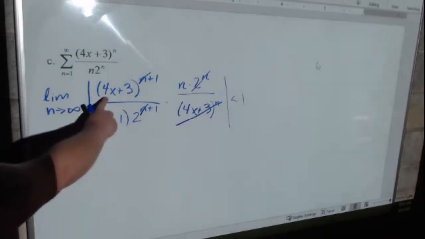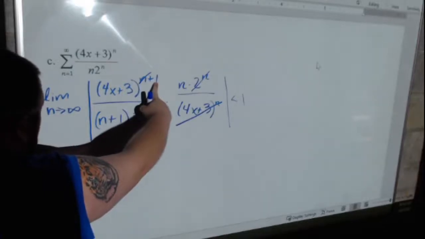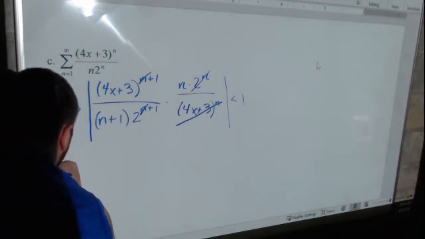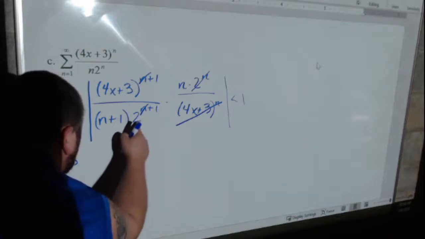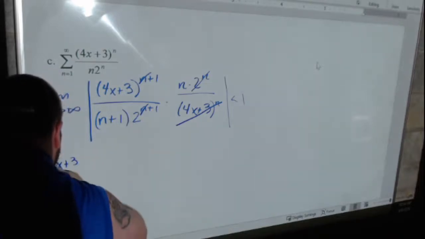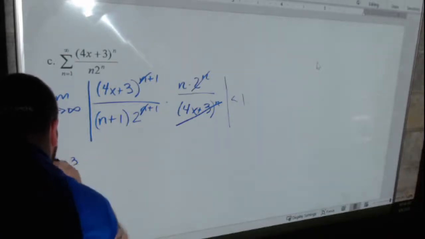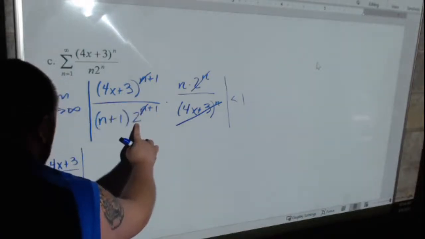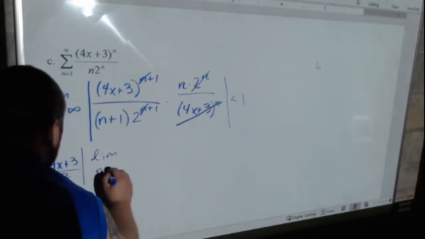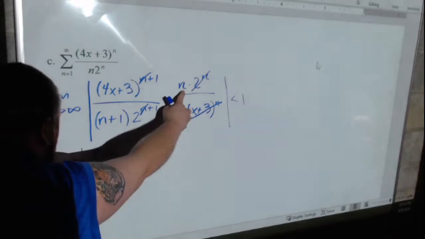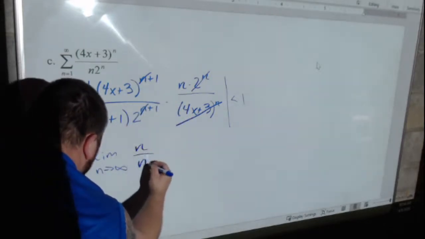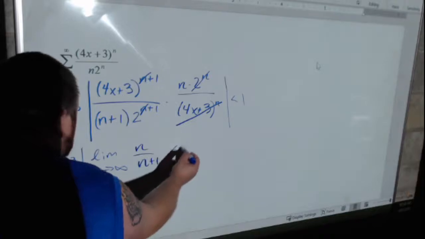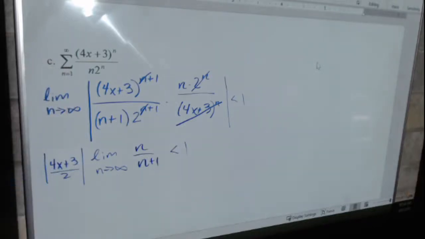Again, I've got 4x plus 3 to the 1 power, which must remain in the absolute values. But it can come out in front. And I've also got to divide by 2 here. So that's going to come out as well. All right, I've got 4x plus 3 over 2, limit, n approaches infinity. And I've got n over n plus 1 left behind. And this whole thing must be less than 1. Okay.